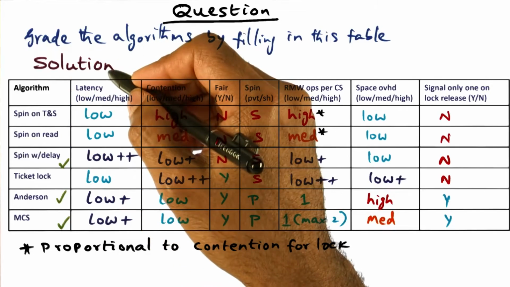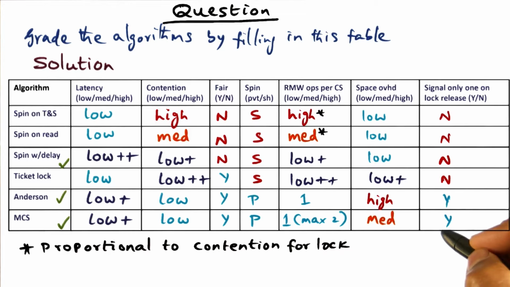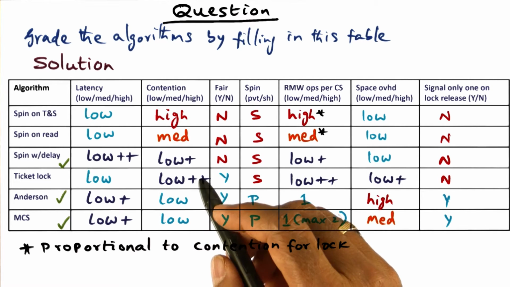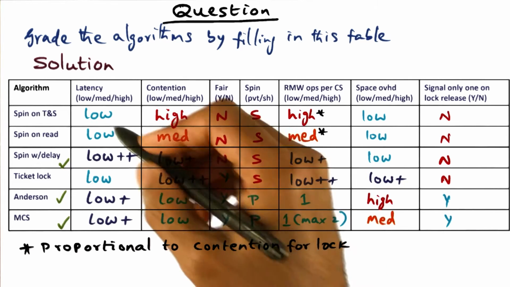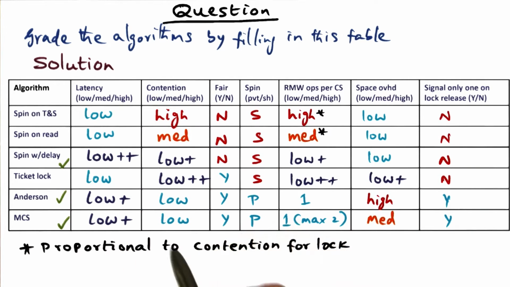So I'm going to give you the solution for this particular question by filling out this table. And as I said, take your time thinking about it and verifying your own intuition against what I'm presenting to you here. Now, what you'll find is that MCS link-based QLock and Anderson's array-based QLock are the two algorithms that do quite well on most of the different categories of attributes that I mentioned to you.